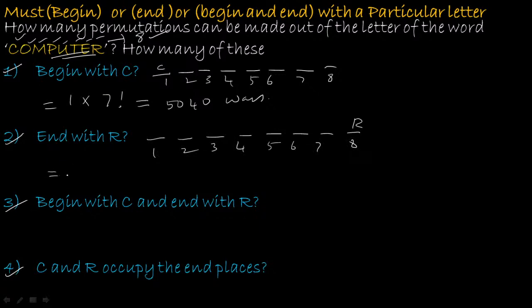So you have only one choice, that is, the last position can be filled in only one way. So the remaining 7 letters can be arranged in 7 factorial ways. So as I told you already, 7 factorial is 5040 ways. So the total number of permutations ending with R is 5040 ways.